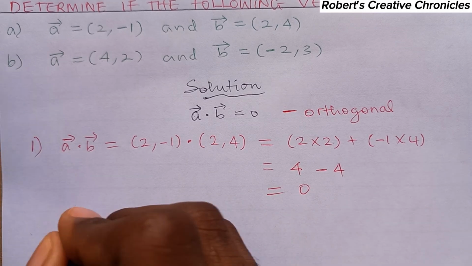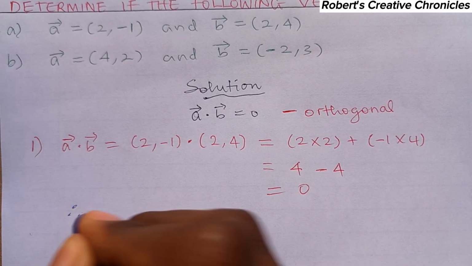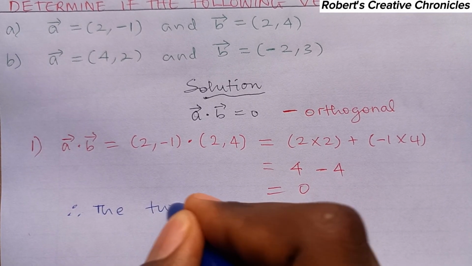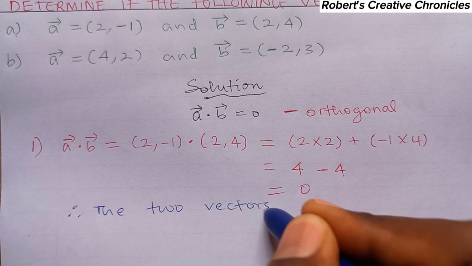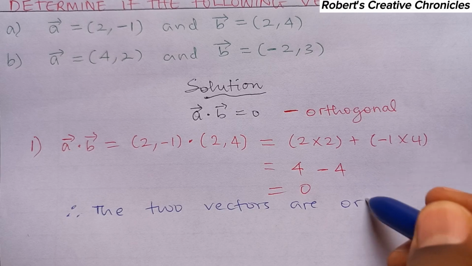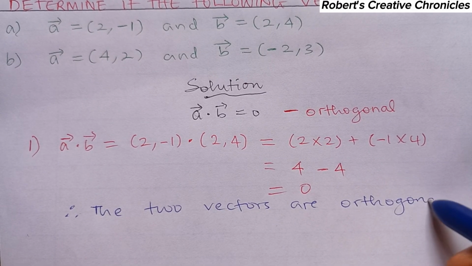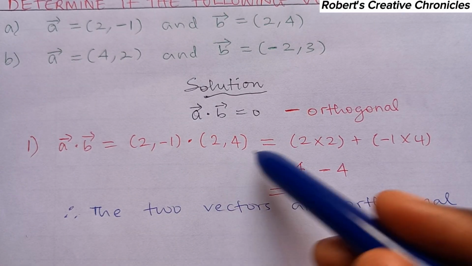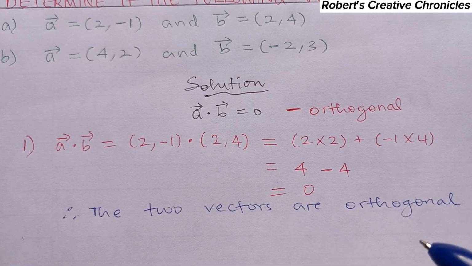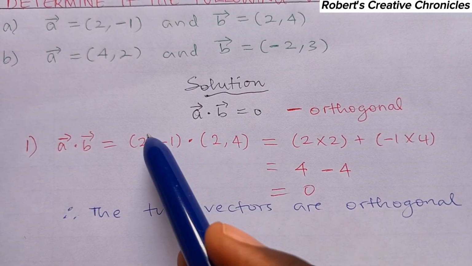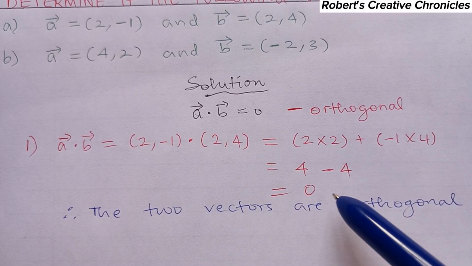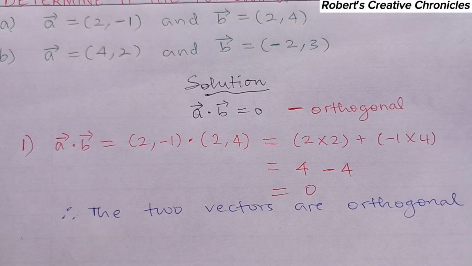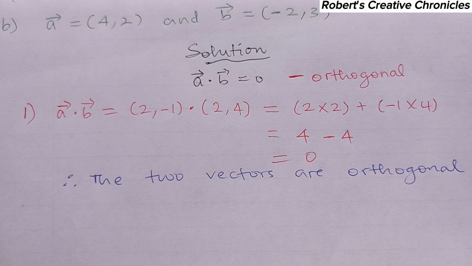That means, therefore, the two vectors are orthogonal. In other words, the angle between them is 90 degrees, and also they are perpendicular to each other. So let's move to the second one.